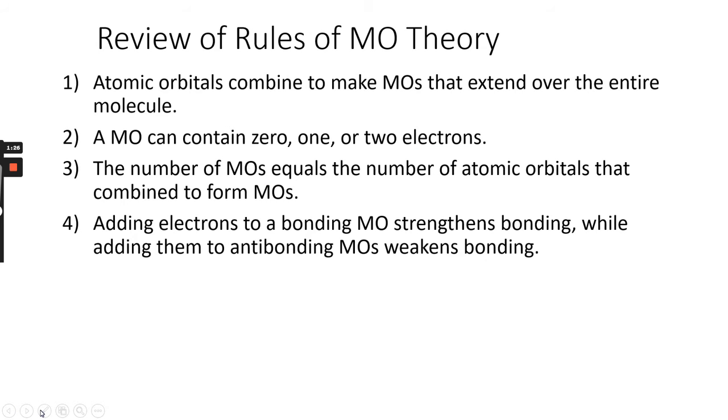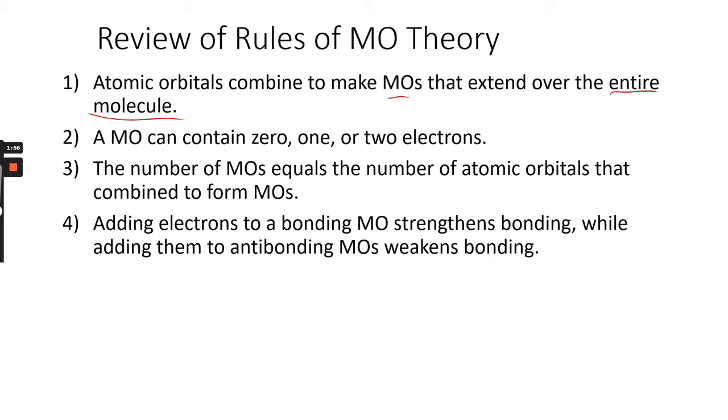So let's just review again the rules of molecular orbital theory. Your atomic orbitals combine to make molecular orbitals that extend over the entire molecule. So molecular orbitals are the entire molecule. Atomic orbitals are just around one atom. A molecular orbital can have 0, 1, or 2 electrons in it. The number of your molecular orbitals equals the number of atomic orbitals that are combining to form these molecular orbitals.